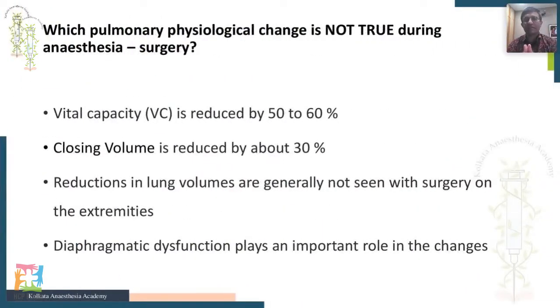Okay, the next poll. We will come back. So let's just look at which pulmonary physiological change is not true during anesthesia and surgery. Vital capacity reduced by 50 to 60%, closing volume reduced by about 30%. Reductions in lung volumes are generally not seen with surgery on the extremities. Diaphragmatic dysfunction plays an important role in the changes.